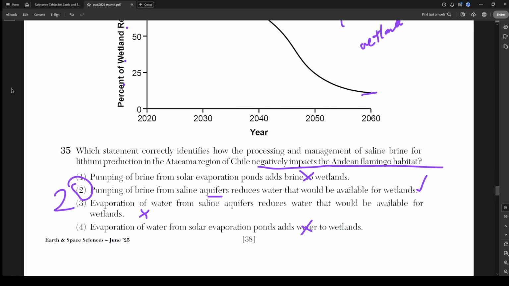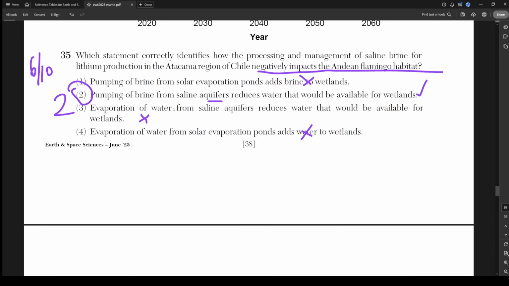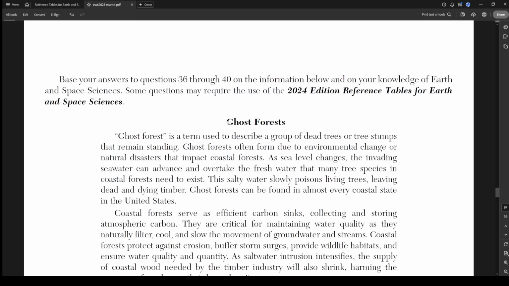I would put this as a 5 out of 10, but remember test fatigue, so I'm going to say this is now a 6 out of 10. Because honestly, it'd probably be between 2 and 3. Because students might think, oh, you're evaporating from the water from the aquifer, but you're not evaporating from there. You're evaporating from the ponds.